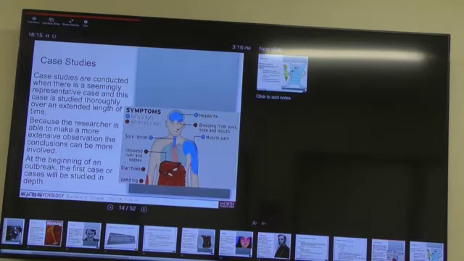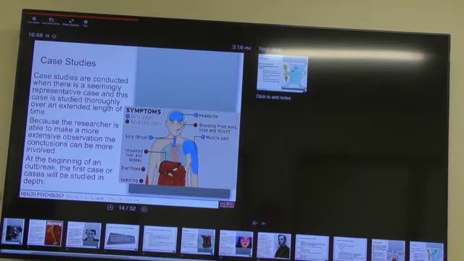Okay. Case studies are conducted when there is a seemingly representative case, and this case is studied thoroughly over an extended length of time. And this is how Freud taught people about schizophrenia. He did a case study of somebody with schizophrenia. He described their symptoms, how they reacted to things, and how they reacted to his treatment. And that was a case study. Because the researcher is able to make a more extensive observation, the conclusions can be more involved.